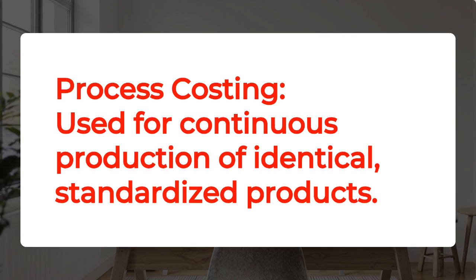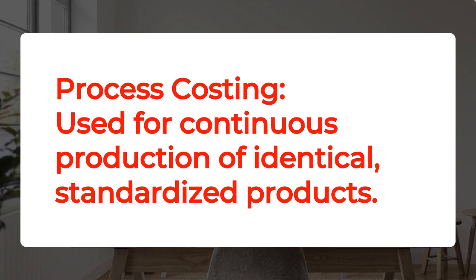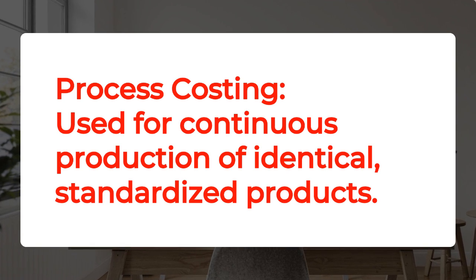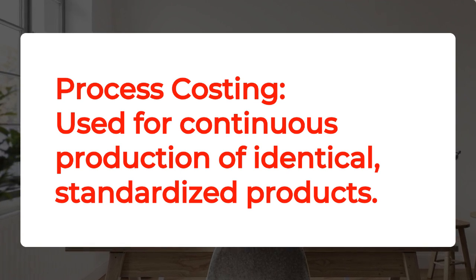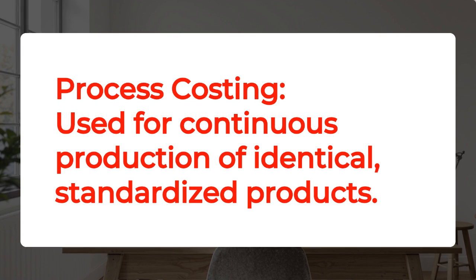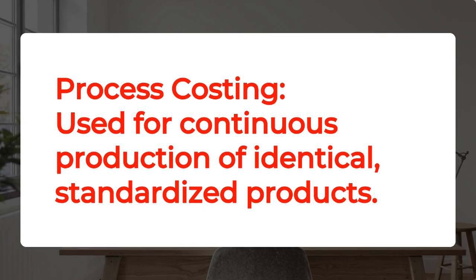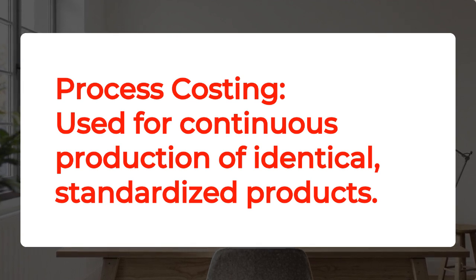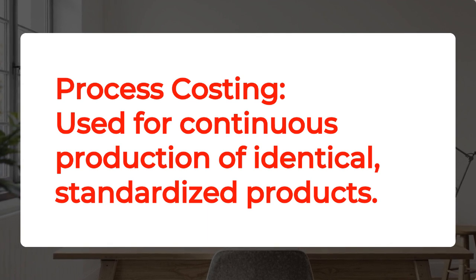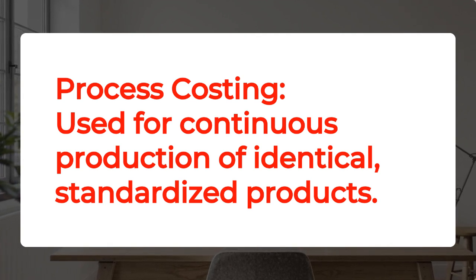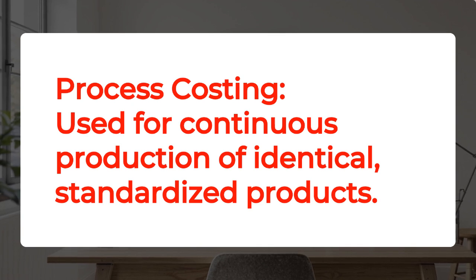Process costing, used for continuous production of identical, standardized products. Costs are accumulated for each process or department. Used in industries like cement, oil refining, paint, paper, and sugar. Incorporates normal and abnormal losses, equivalent units, and inter-process profits.